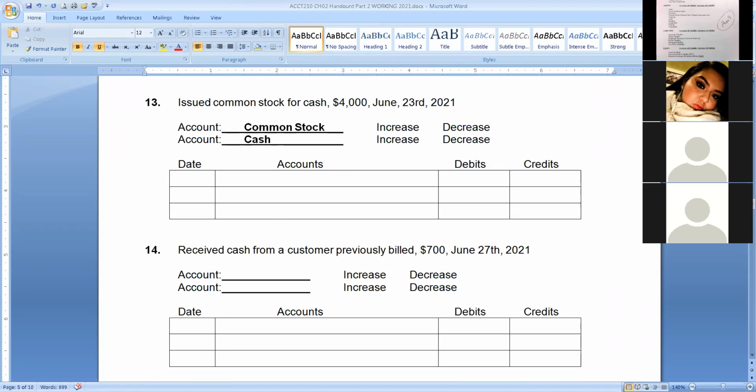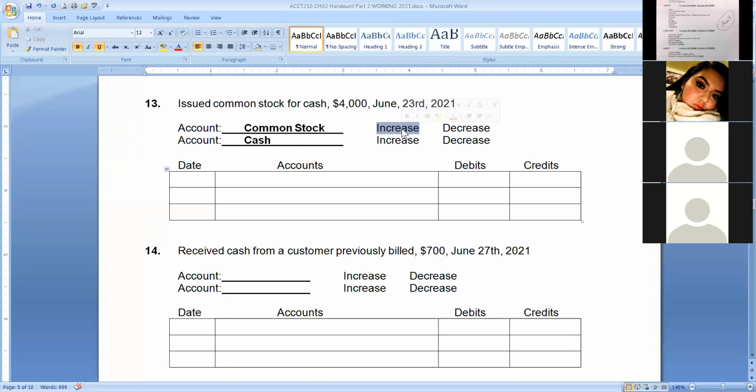So common stock is going to go up because we have more owners now, and the new owners gave us $4,000. They bought into the business basically, and so we have more cash now. So the stock went up. These are the owners' equity, and the cash also went up.